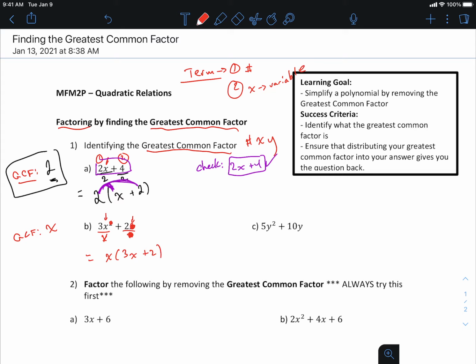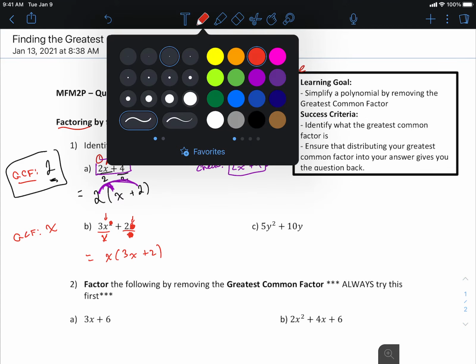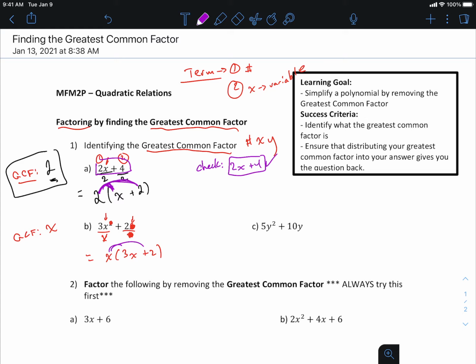That's you done. You could confirm that you were right by multiplying it back in if you'd like. That tells you, okay, we get 3x squared plus 2x, and you're good. Matches again. Okay? This is your check.